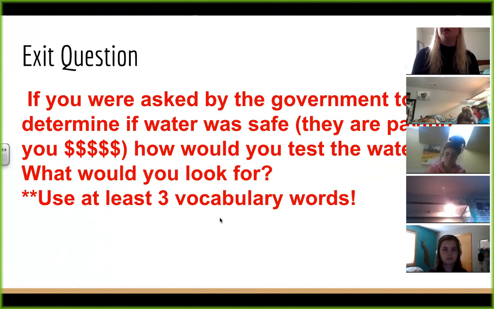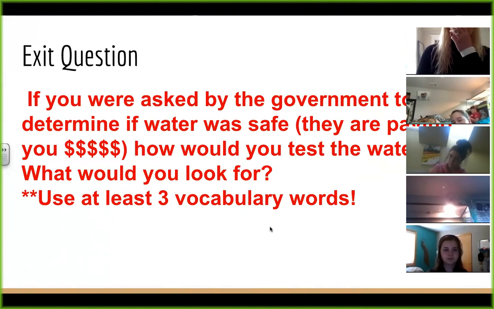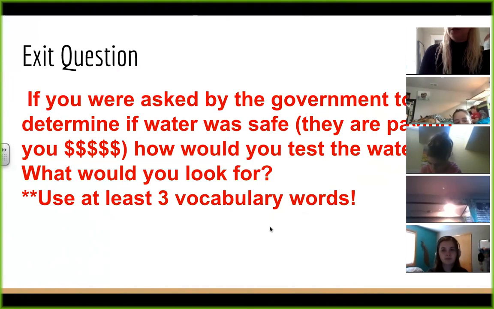So use at least 3 vocabulary words. Those could be dissolved oxygen, phosphate, fecal coliform. They could be other vocabulary words from the course, hydrosphere, water cycle, something like that. But I'm going to be looking for those vocab words. So that is your exit question, is if you're asked, how would you tell if the water was safe? Try to give me more than 2 sentences here, right? Really think about it. If someone was actually paying you to do this, what would you do?